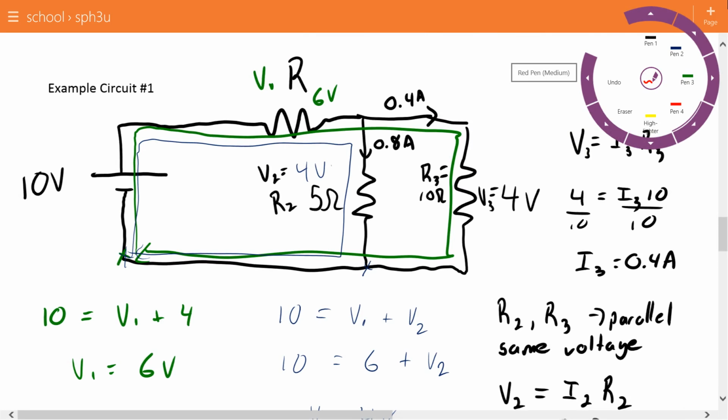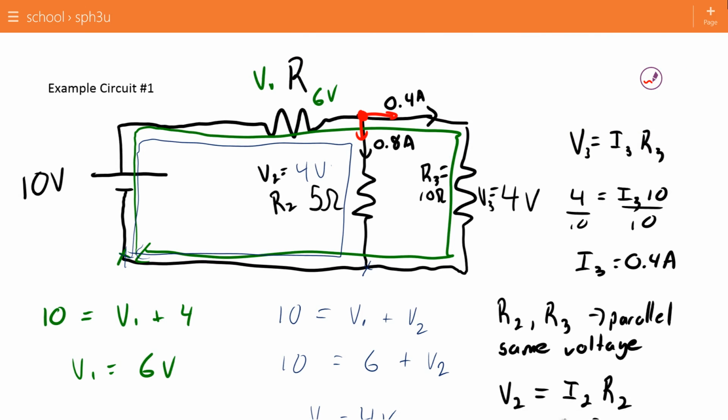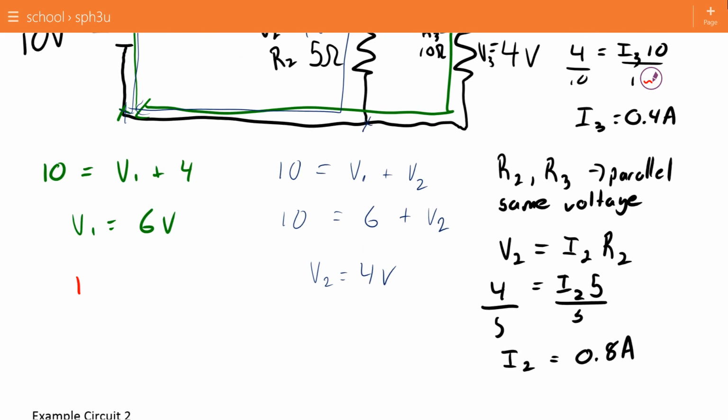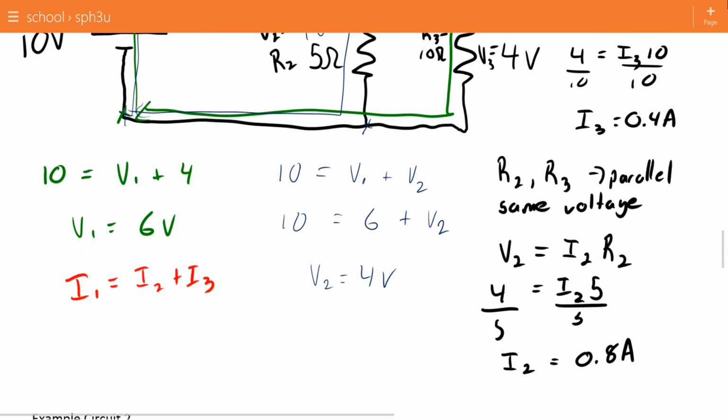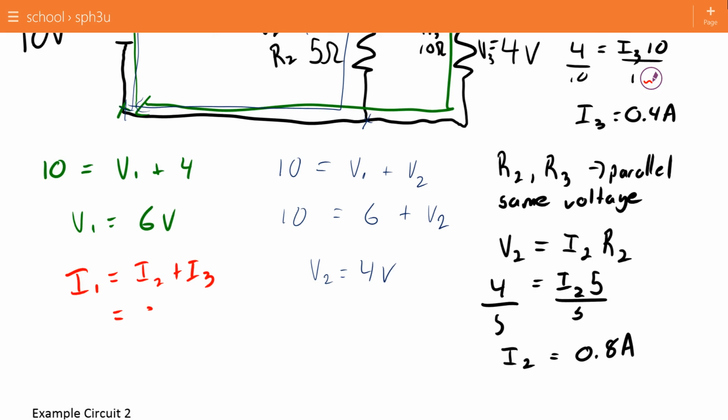Now, the next thing I want to do is focus on this junction right here. I've got a current coming out, I've got another current coming out, and I've got some current coming in. So by comparing those two current values, I should be able to figure out how much current is feeding it. I1 is coming into the circuit, I2 and I3 are coming out. So what that means is if I2 is 0.8 amperes and I3 is 0.4 amperes, then I2 plus I3 must be 1.2 amperes.